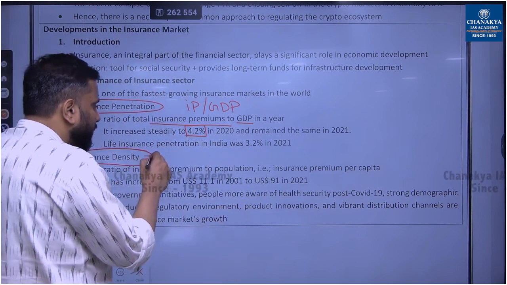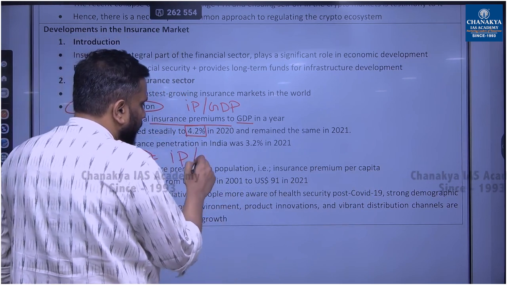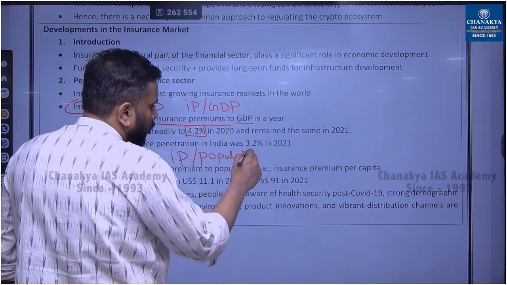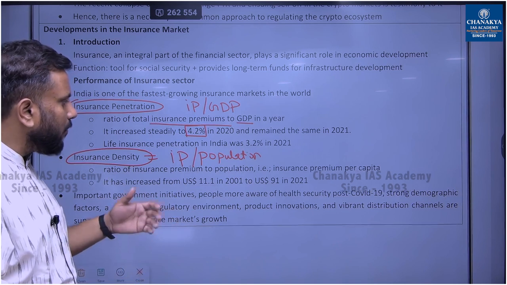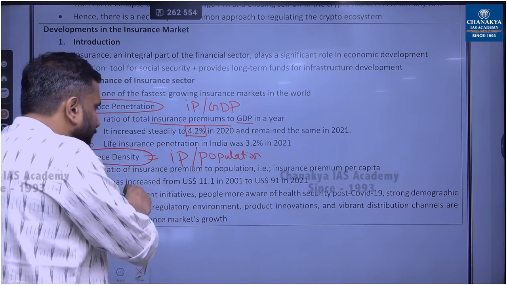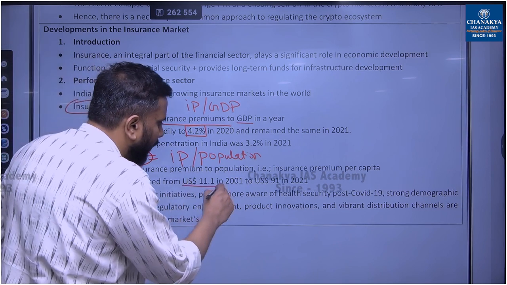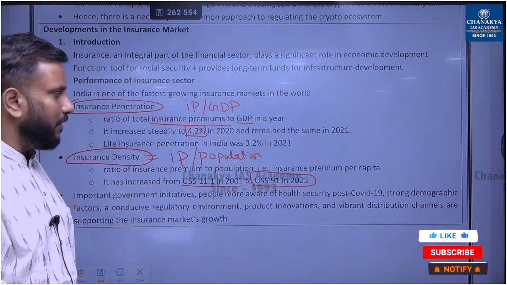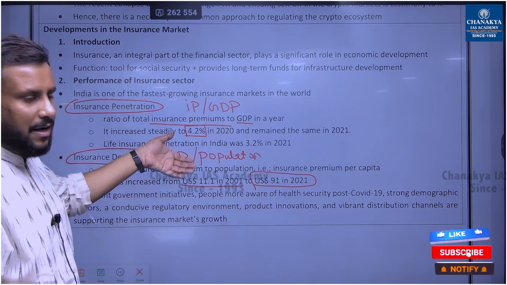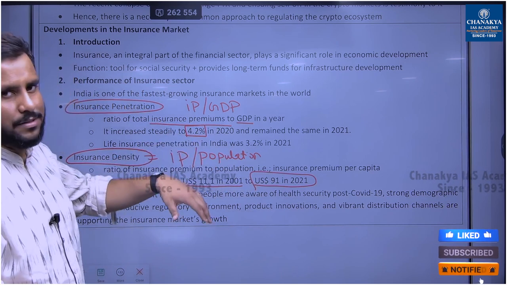And insurance density is equal to insurance premium by population. So total premium hai kitna, ek saal mein usko divide kar do total country ka population. So that has also increased from $11.1 to $19.1 in 2021. That means the insurance premium divided by population has also increased.